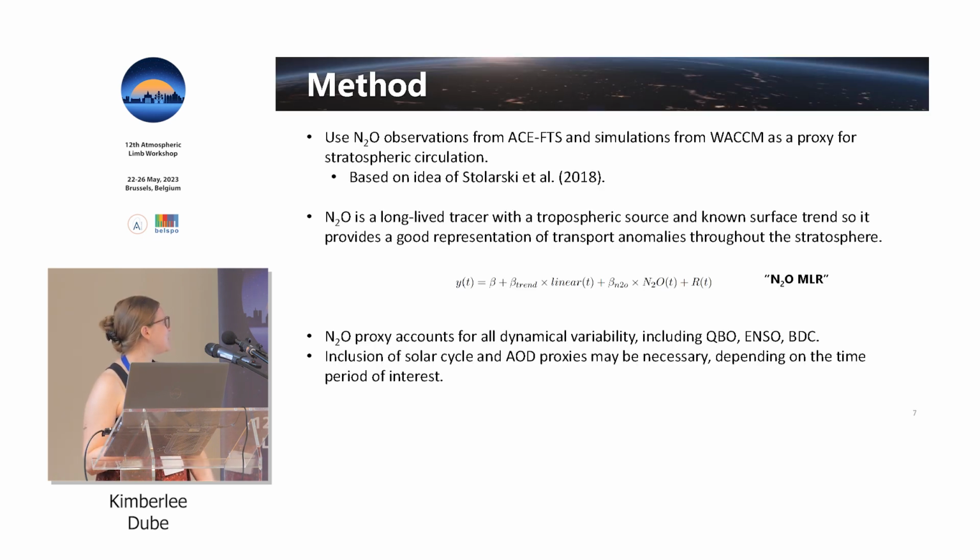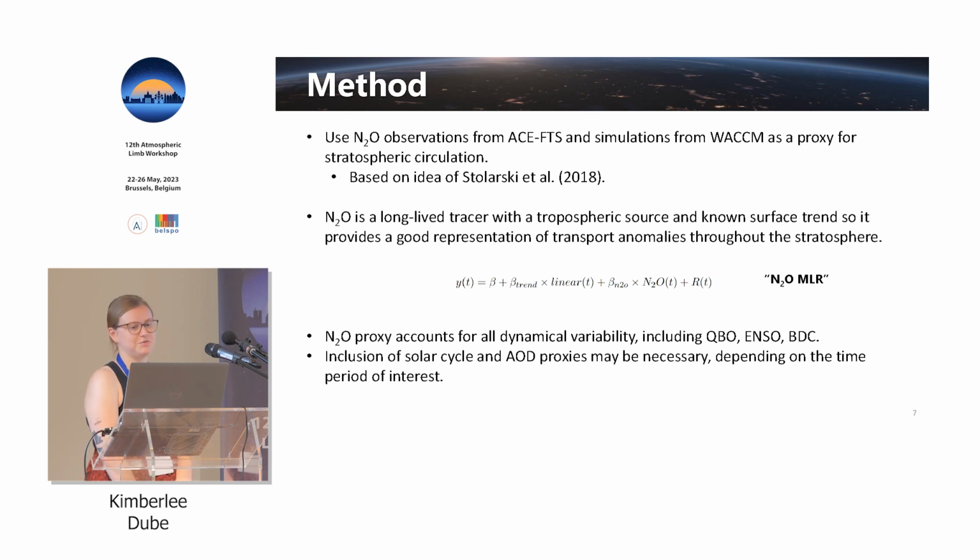So the method, which we already saw from Patrick earlier, is to use N2O observations from ACE, and I also consider N2O simulations from WACCM, as a proxy for the stratospheric circulation. This idea was originally discussed in this Stolarski paper in 2018, where they used MLS N2O to look at trends in MLS HCl. So here I'm taking the same idea and applying it to ozone.